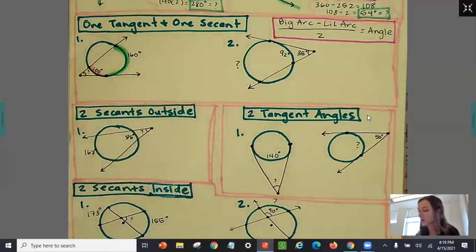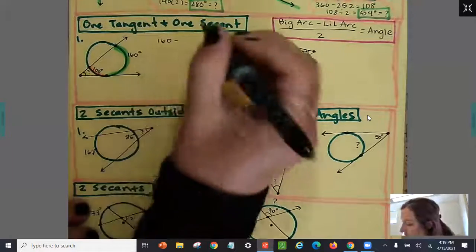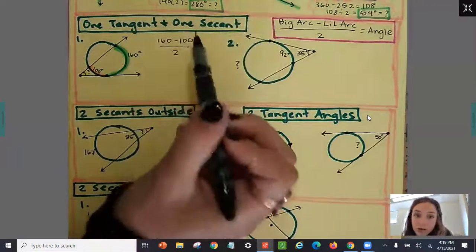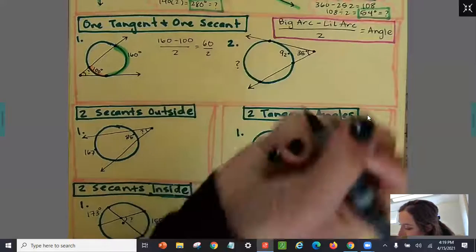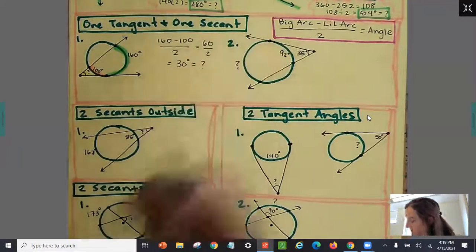So we're going to do big arc, which is 160, minus little arc, which is 100, divided by 2, and that is going to give us our angle. 160 minus 100 is going to give us 60, and 60 divided by 2 is going to give us 30, which is our question mark here.